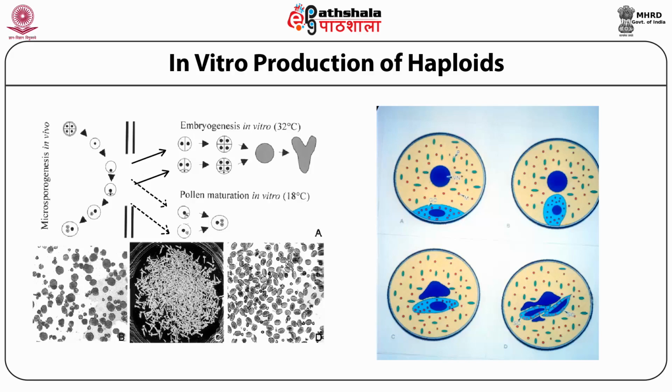Now, the early segmentation of the pollen grains is different in different plants. Generally, the pollen grain divides by asymmetric division and forms a generative cell and a vegetative cell. And it is the vegetative cell which gives rise to a haploid plant. This is the most common pathway.